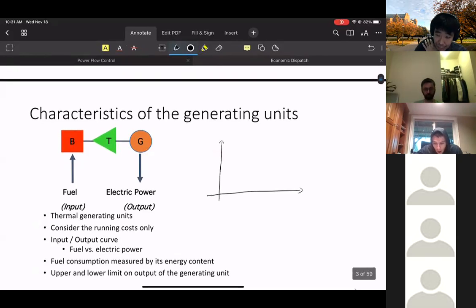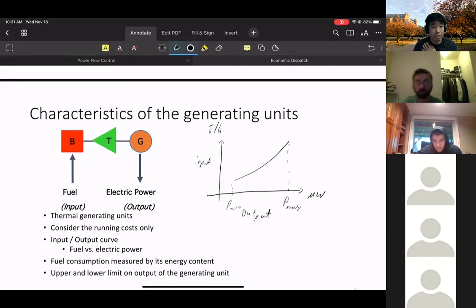On the x-axis, we have power, so this is output power. And let's go from some value P min to P max. So for example, something like this. And then on the y-axis, we have the input.